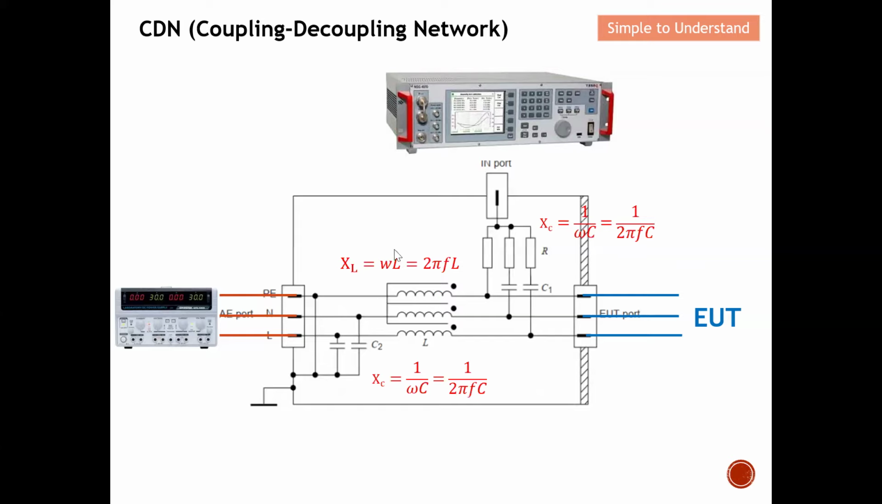You should know that it is given by this equation here, which is omega L, so basically it's 2 pi FL. This is the impedance for the capacitor, 1 over omega C, where omega stands for 2 pi F. Basically, this will be the impedance for the capacitor, 1 over 2 pi FC. Same for this, this is actually the capacitor.